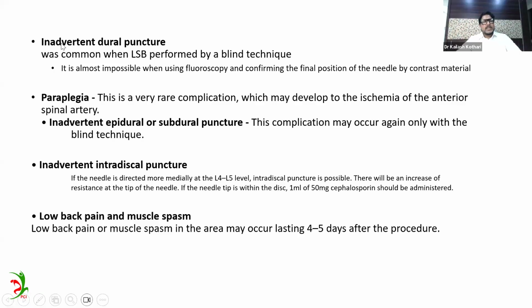Now these are very uncommon and due to improper training in dural puncture, paraplegia, inadvertent intradiscal puncture. Intradiscal puncture can happen if the needle is going at the level of the disc. So normally I recommend that when you are planning your entry, you have to make sure that your needle is not in the line of the disc. It should be either above it and at the level of the vertebral bone, not at the disc level.